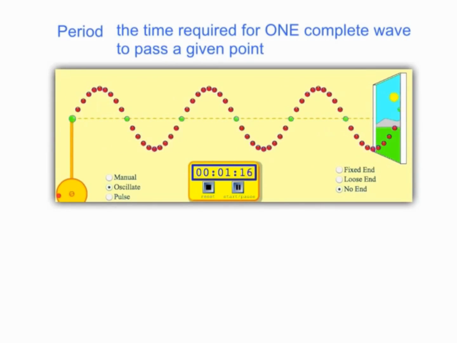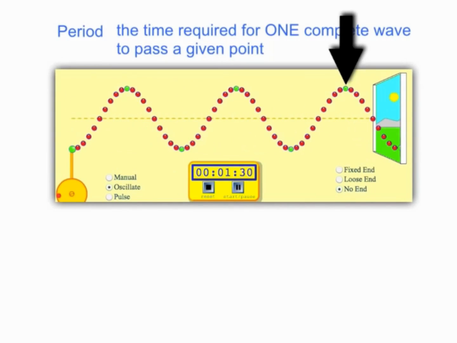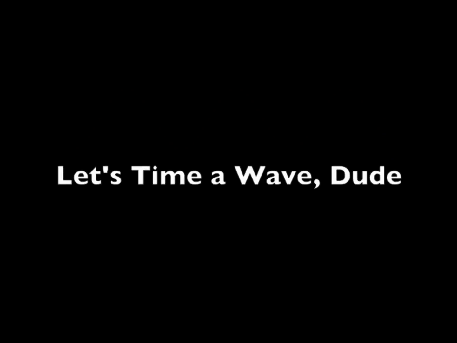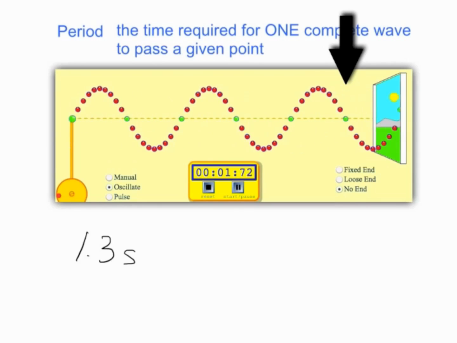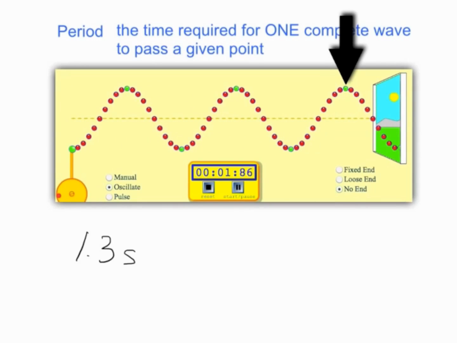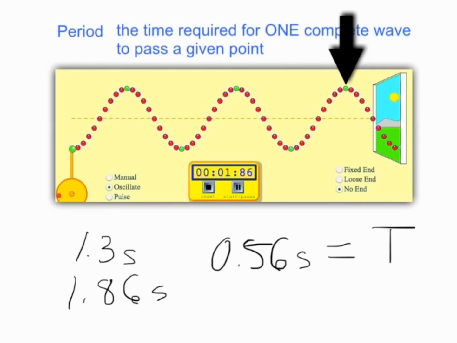All right, now let's talk about period, the time required for one complete wave to pass a given point. Keep your eyes on the black arrow, and let's time a wave. All right, so let's see how long it takes for this wave to go by. The timer's at 1.3. Let's run the wave. Stop. All right, let's go back to where it was. Okay, so the timer says we're at 1.86. So from 1.3 to 1.86, one wave went by, which means 0.56 seconds equals our period T.